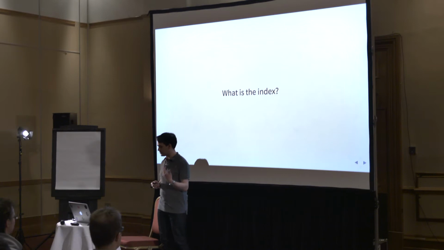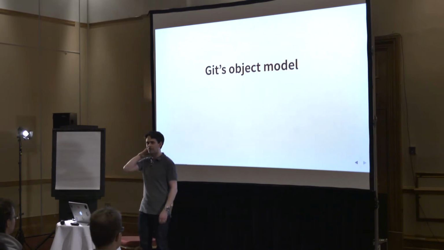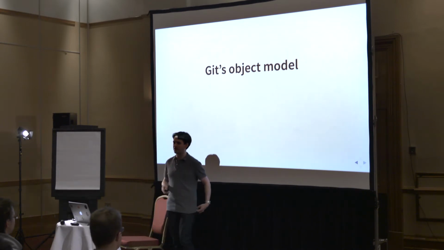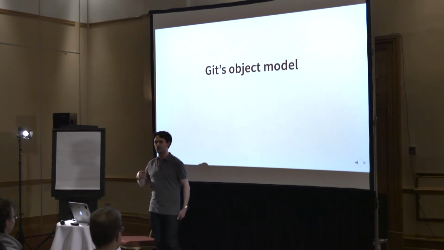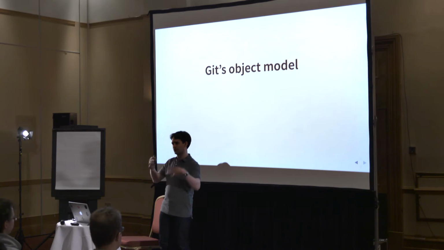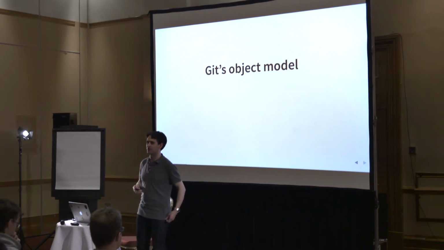So I think to explain this, it's probably good to just have a quick review of Git's object model. Who here is familiar with Git's object model? More than would feel comfortable explaining the index, which is what I suspected. There are lots of good resources for this online. People have come up with diagrams, pictures. I've just got words because I'm quite lazy.